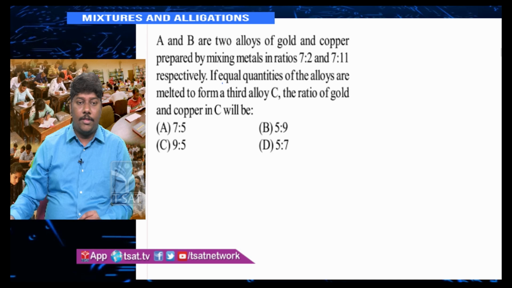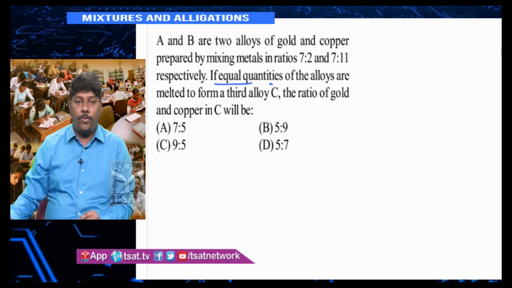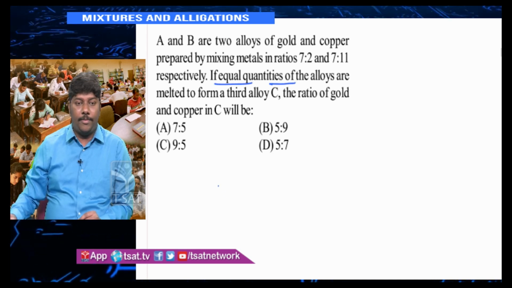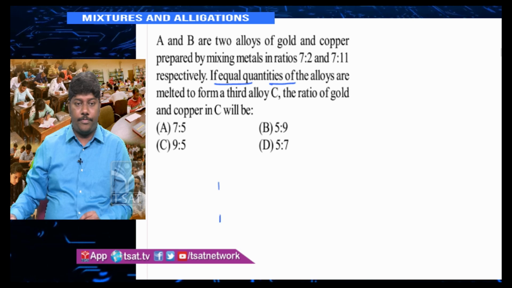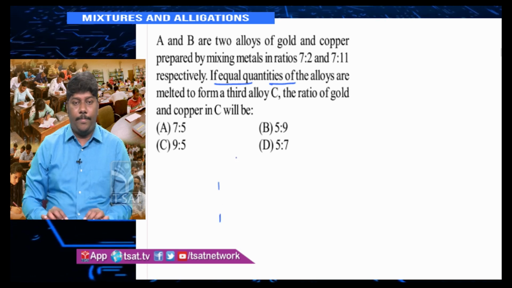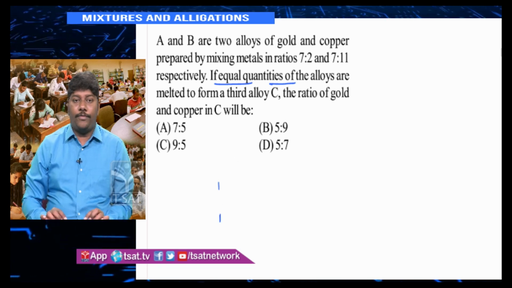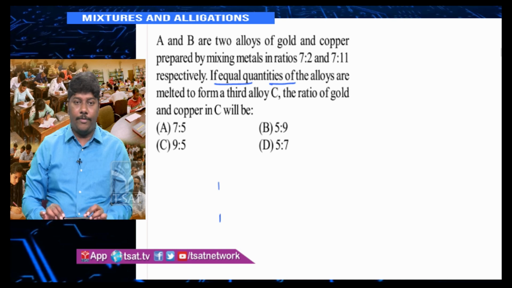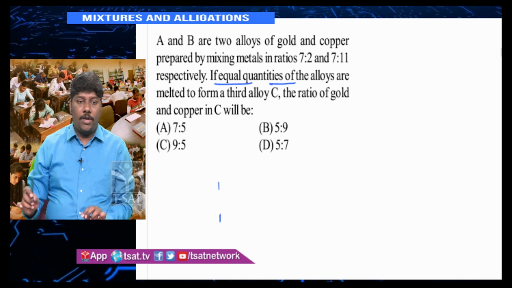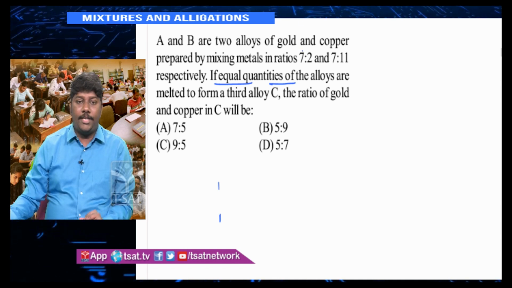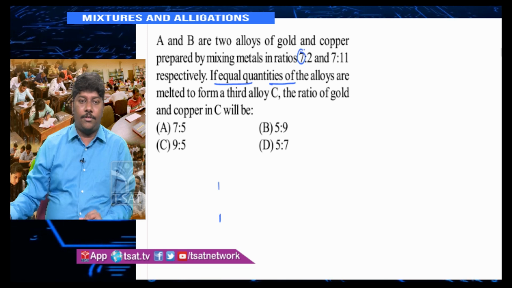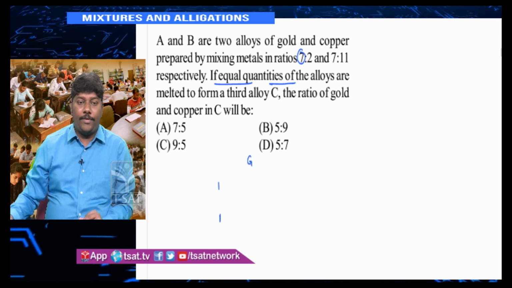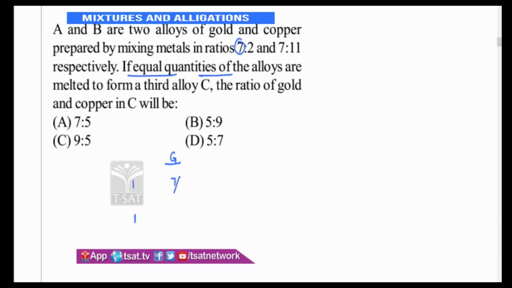Now look here. Here he said the term equal quantities. Equal quantity means you are adding them in 1:1 ratio. Now gold and copper are given. I don't need to take both of them at a time. I just need to take one of them at a time. So I am taking gold. What is gold in the first one in terms of parts? In terms of fraction, gold in the first one is 7 out of 9. What is gold in the second one? 7 out of 18 parts.